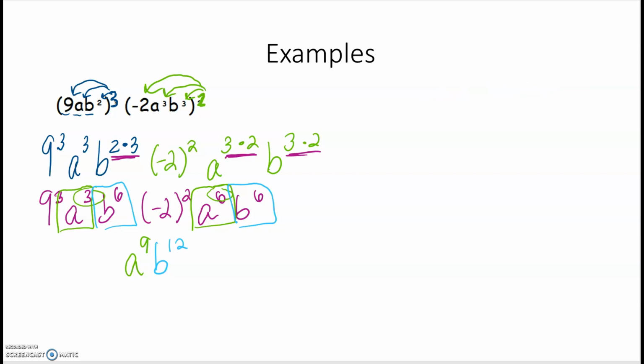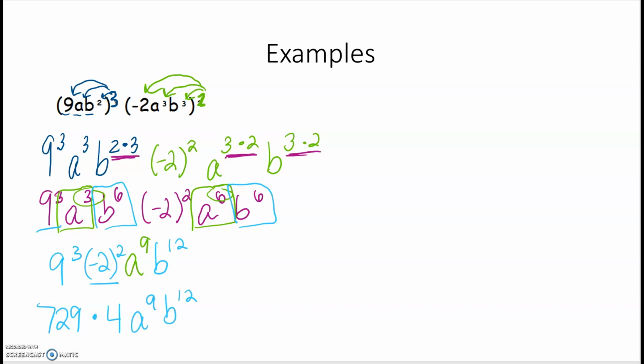The other thing that I have are these numbers, so I'm going to bring that down. I have 9 to the 3rd, and I have -2 squared. Remember, numbers are things you can put in your calculator. So I'm going to do 9 to the 3rd power in my calculator, and I get 729. Then I'm going to do my -2 to the 2nd power in my calculator, and I get a +4. Please remember your parentheses.